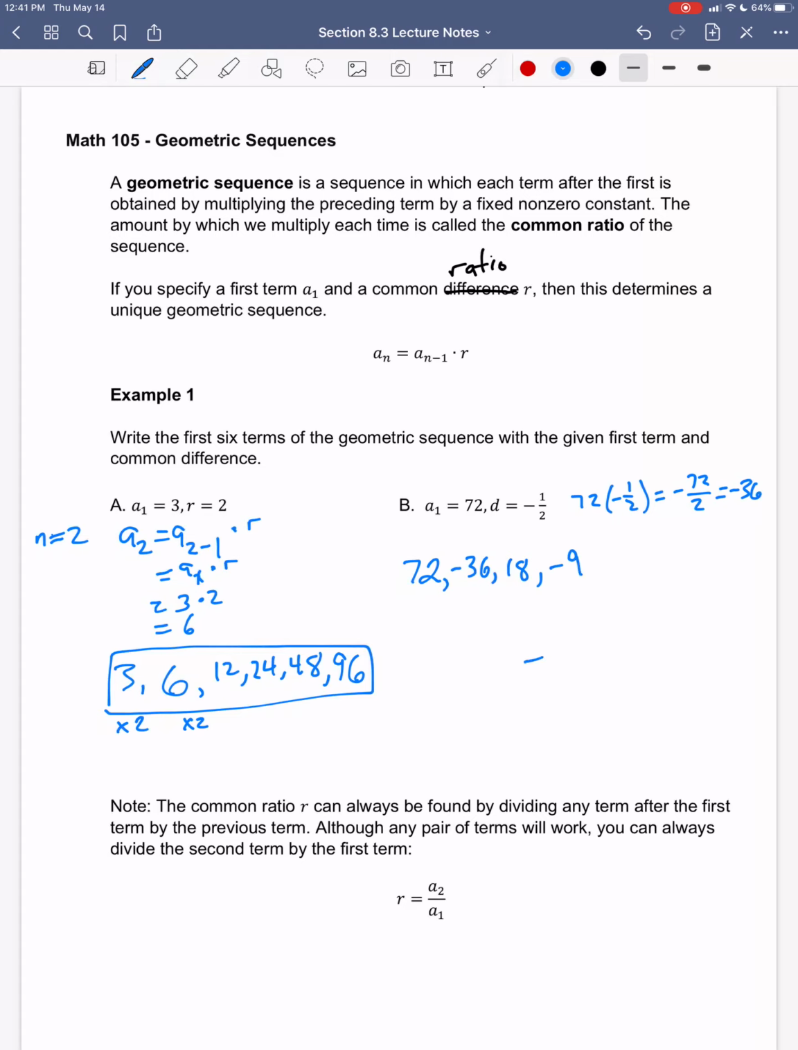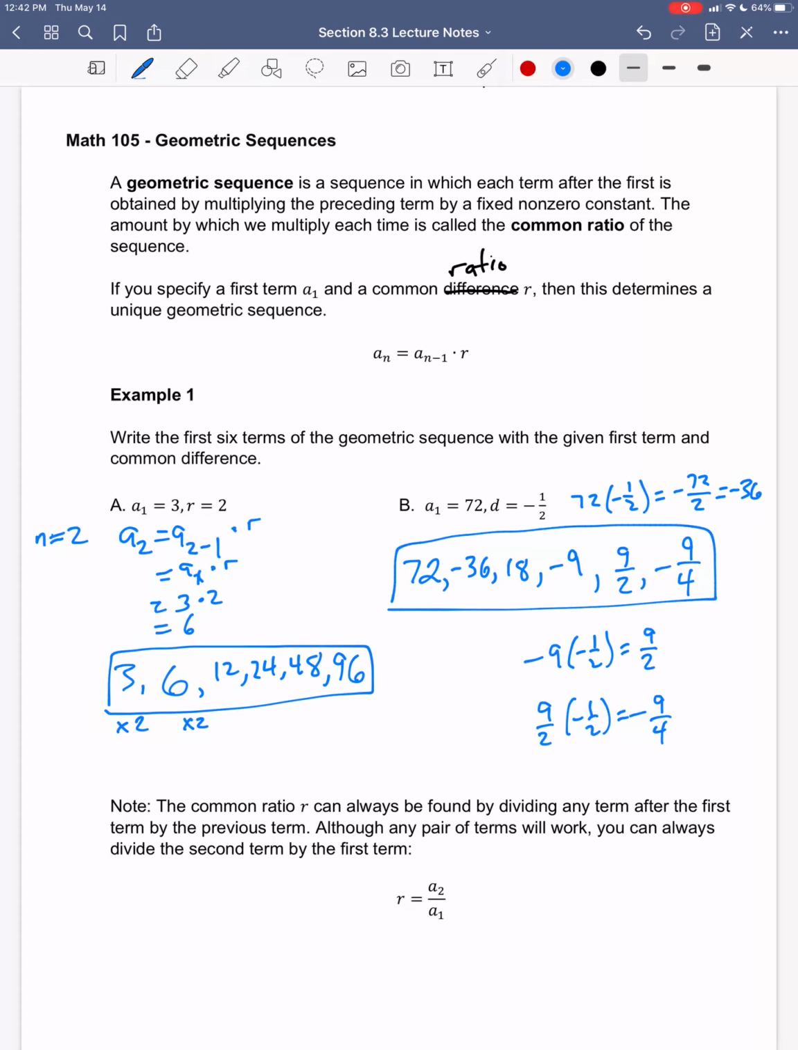Now, again, if you're unclear, we get negative 9 times negative 1/2. That would be positive 9 over 2. And then we'd have positive 9 over 2 times negative 1/2, which would be negative 9 over 4. So those would be the first 6 terms of that geometric sequence.